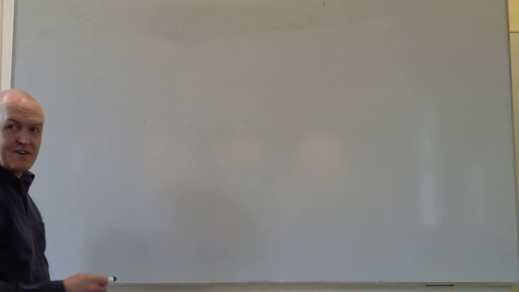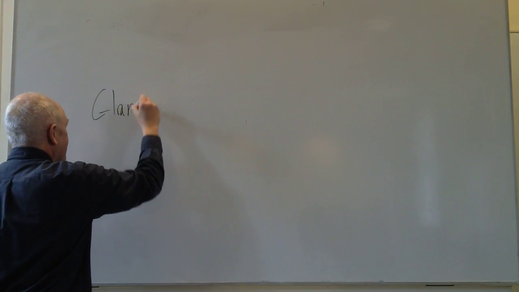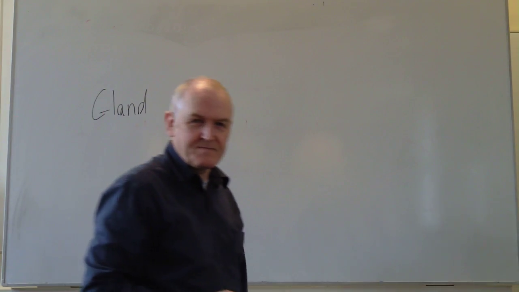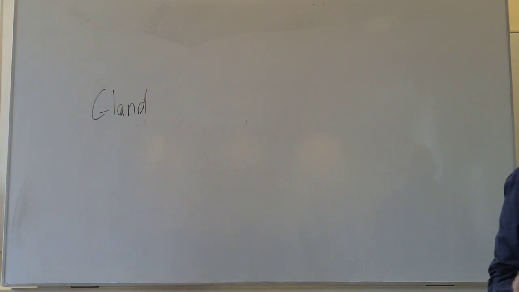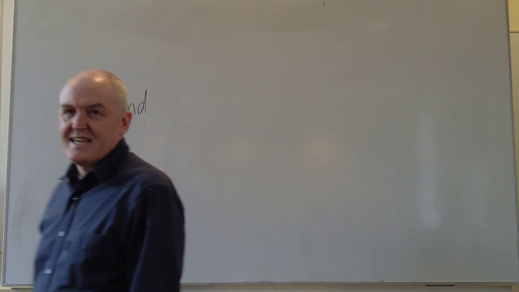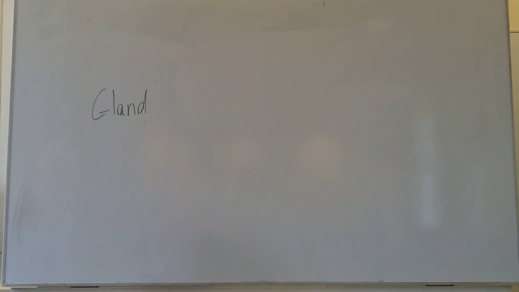Good. So, you've heard of glands, haven't you? A gland is a structure or something which produces something. So we looked at lymph nodes last week, didn't we? And we found out that they weren't really glands because they don't really produce anything. But glands produce things. That's the business they're in.